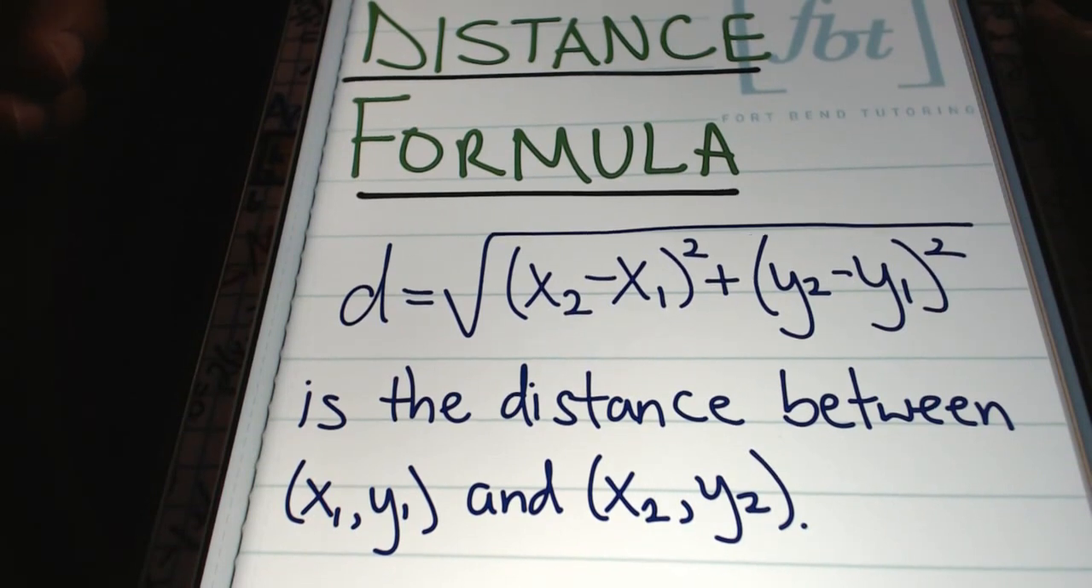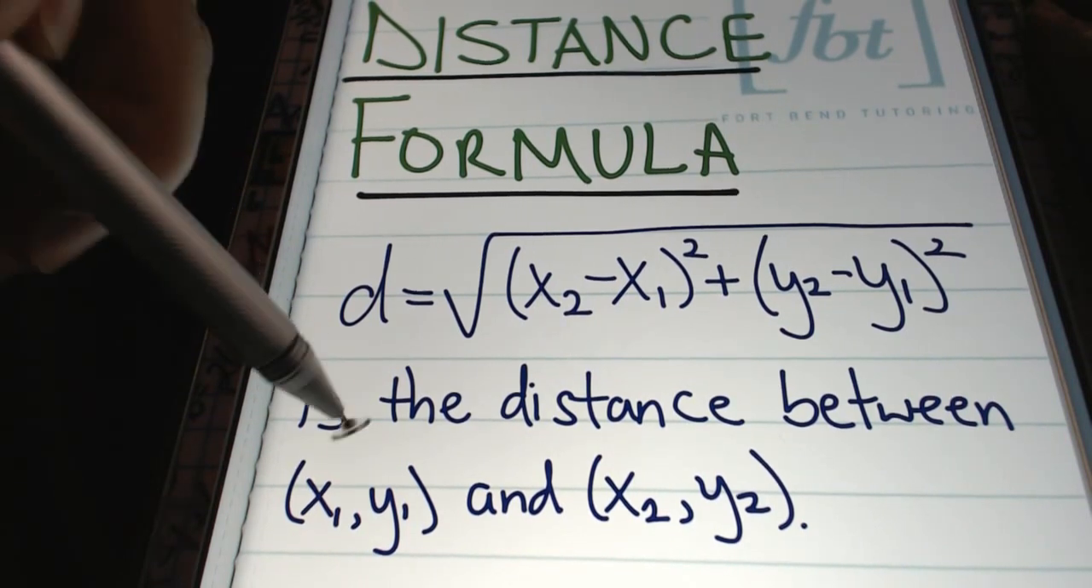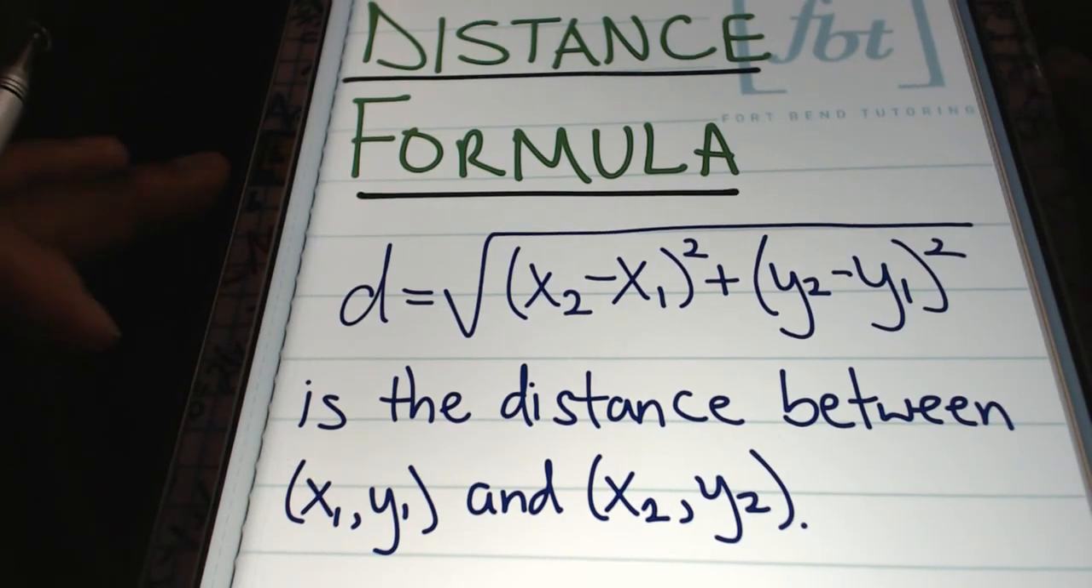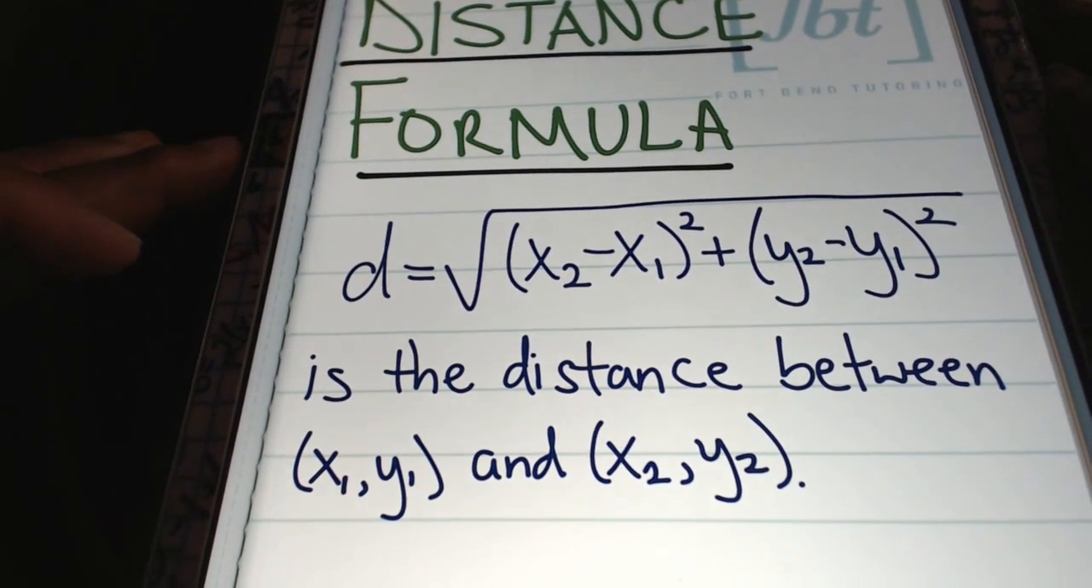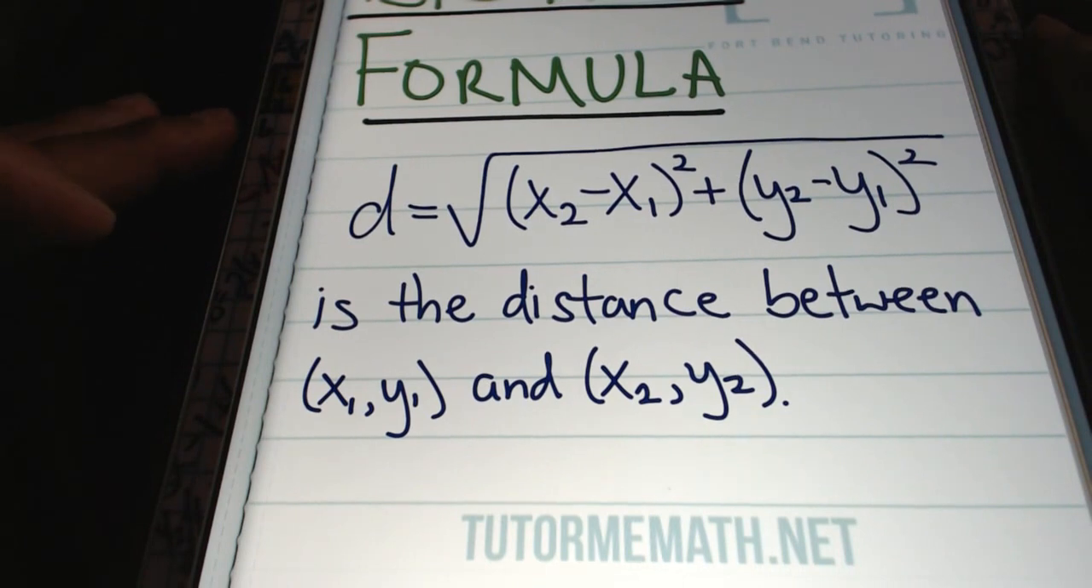So checking out our distance formula. The distance between 2 points is going to be the square root of the difference x2 minus x1 squared plus the difference y2 minus y1 squared. That's the distance between the points in the format x1, y1 and x2, y2, as you see before you. So this is the distance formula, guys. That's what we have.